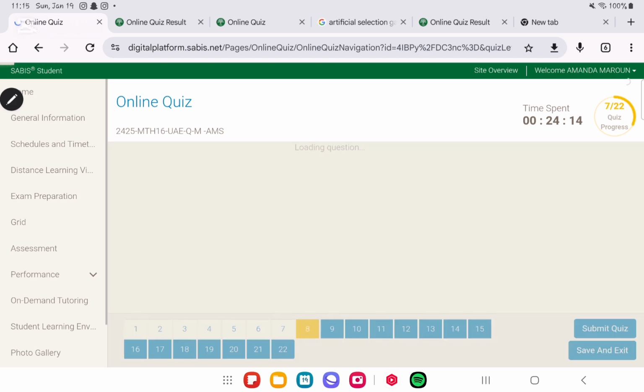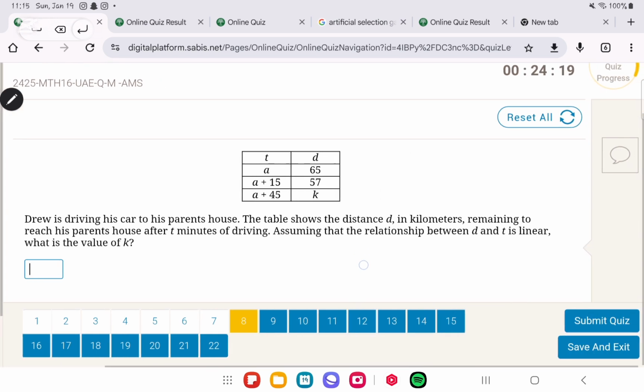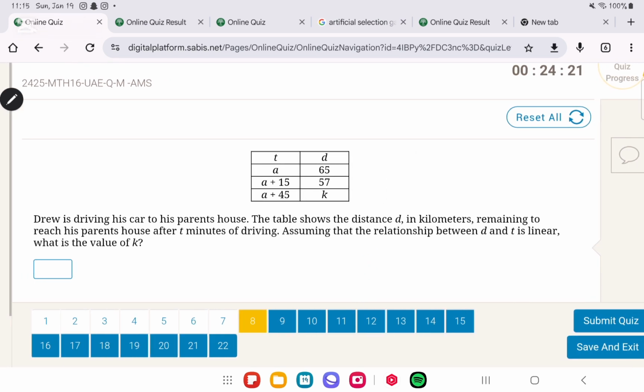So we move on to question number 8. This is a very common question. We've seen it in the last 2 AMSs. So from 65 to 57, there is a difference of 8. They subtracted 8. Now, from 8 plus 15, how did the 15 become a 45? Very simply, by multiplying by 3. So to reach the value of k, we are going to have to multiply this by 3. So it will become minus 24.